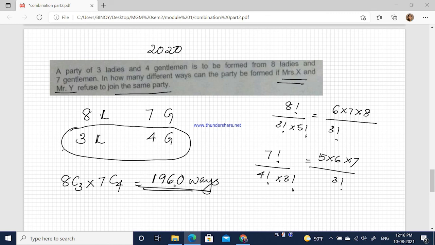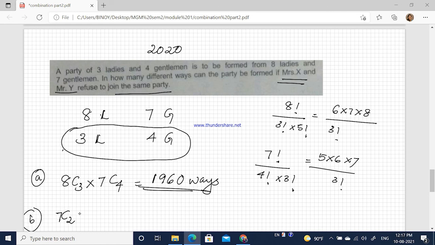So in 1960 ways we can have 3 ladies and 4 gentlemen from 8 ladies and 7 gentlemen. This is the first part. The second part says that Mrs. X and Mr. Y refuse to join the same party. So this is included by X and Y. If you are excluding X and excluding Y, what will be the case?